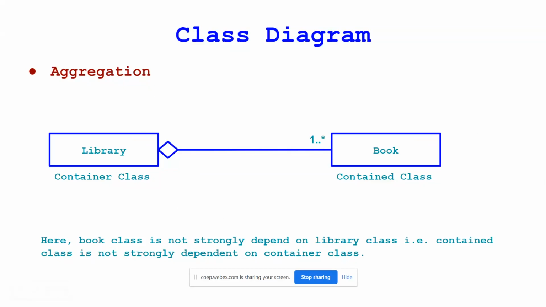Library we consider as a container class, and that book is the contained class. And these two we can represent using this, an empty diamond, right? That you understand here. And this contained class is not strongly dependent on the container class.